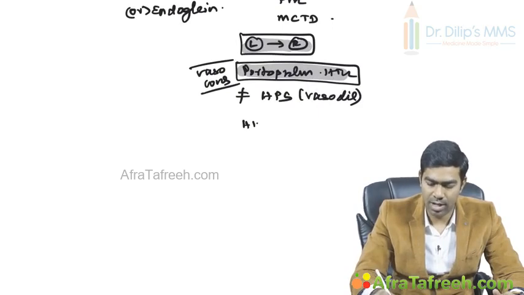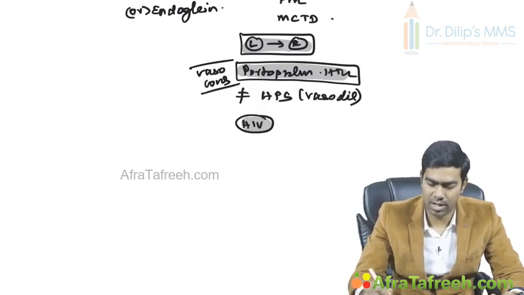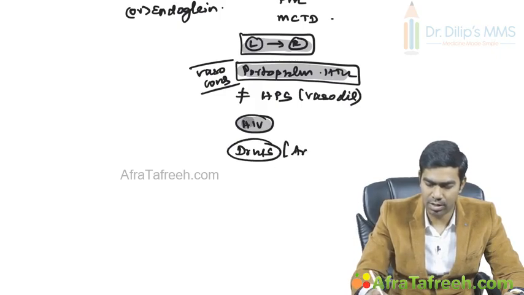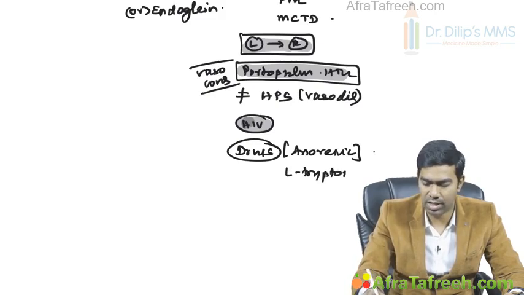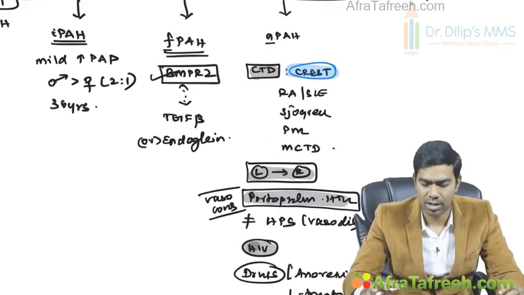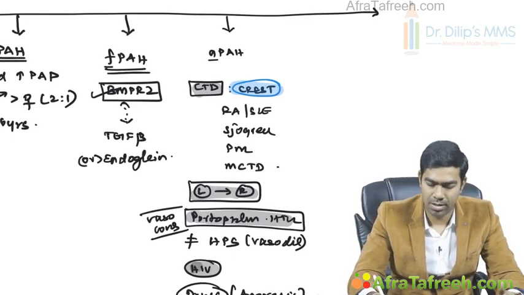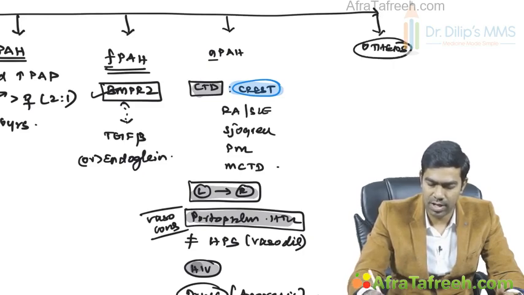Now finally, you have other conditions like HIV, called HIV associated pulmonary hypertension, and you have another condition called drug induced. A lot of drugs can cause it, especially your anorexic drugs. Anorexic agents can produce it, and similarly L-tryptophan is another drug that can also produce pulmonary artery hypertension. These are some of the conditions which can result in the associated type of pulmonary artery hypertension, which is a type 1 pulmonary hypertension again.